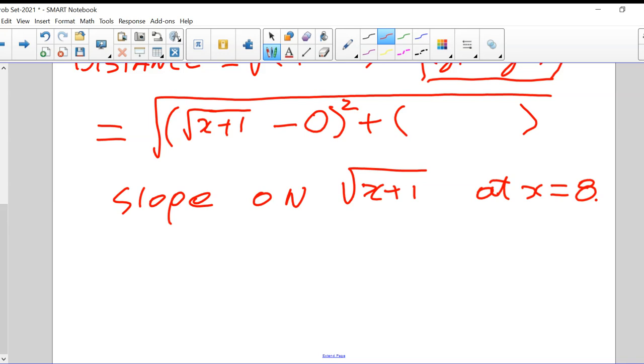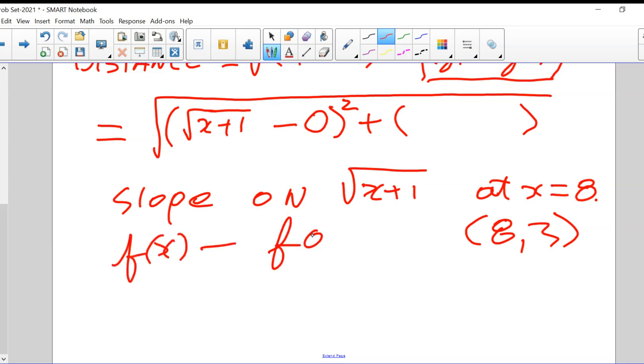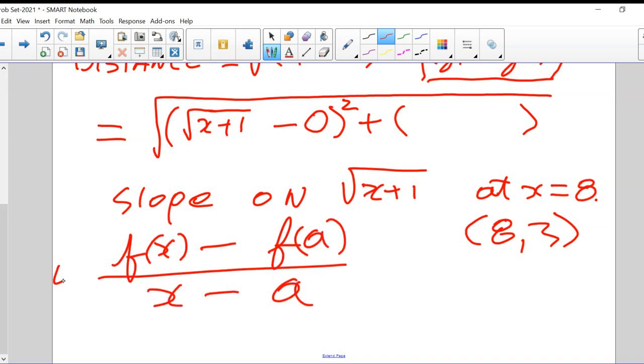Well, first of all, when x is equal to 8, we have a point 8, 3. Can we agree on that? If I put 8 into that, 8 plus 1, which is 9, square root of 9 is 3. Okay. Would you isolate x from this? So would you first of all agree that we can now use the f of x minus the f of a over x minus a? Then, of course, we're going to find the limit as x approaches a. That part is the second part. But what are we going to put for f of x?